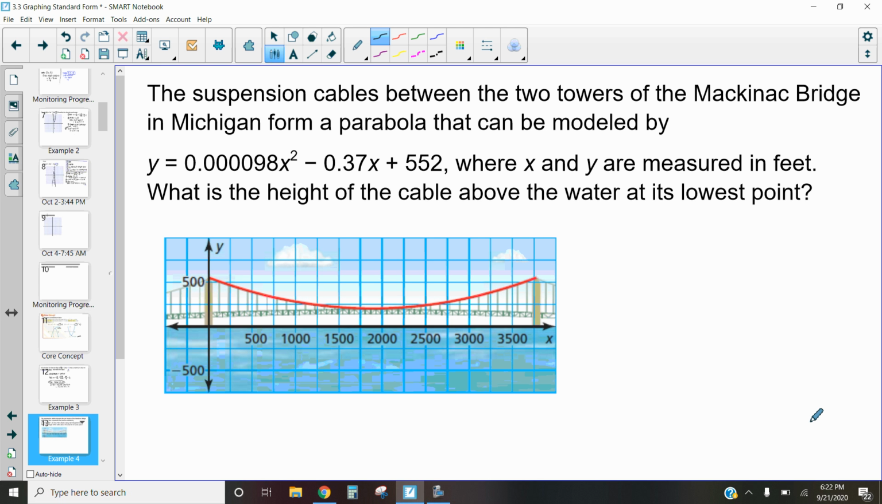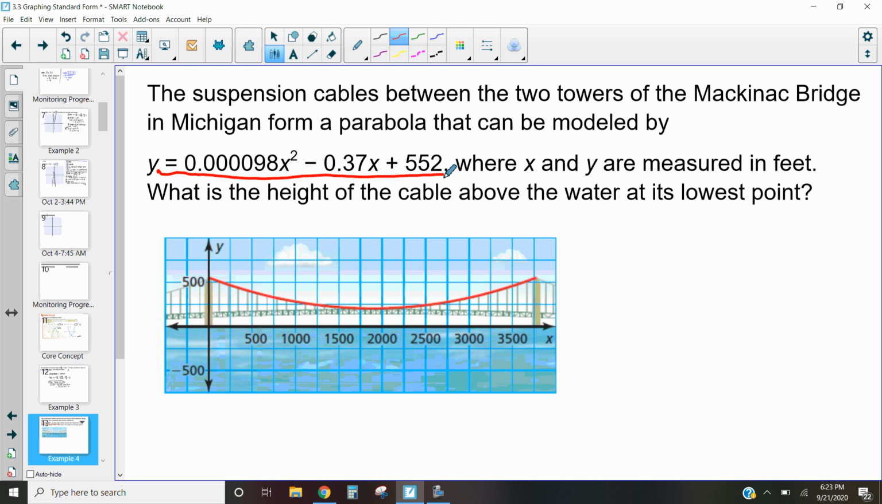All the time, structural engineers that are building these bridges use these quadratic functions to figure out how low the cable needs to hang, how high it's going to be above the water, things like that. So we are going to look at how they figure things out. In this case, we're looking at a suspension cable between the two towers of the Mackinac Bridge in Michigan, and they form a parabola that can be modeled by this quadratic equation here, where x and y are measured in feet.